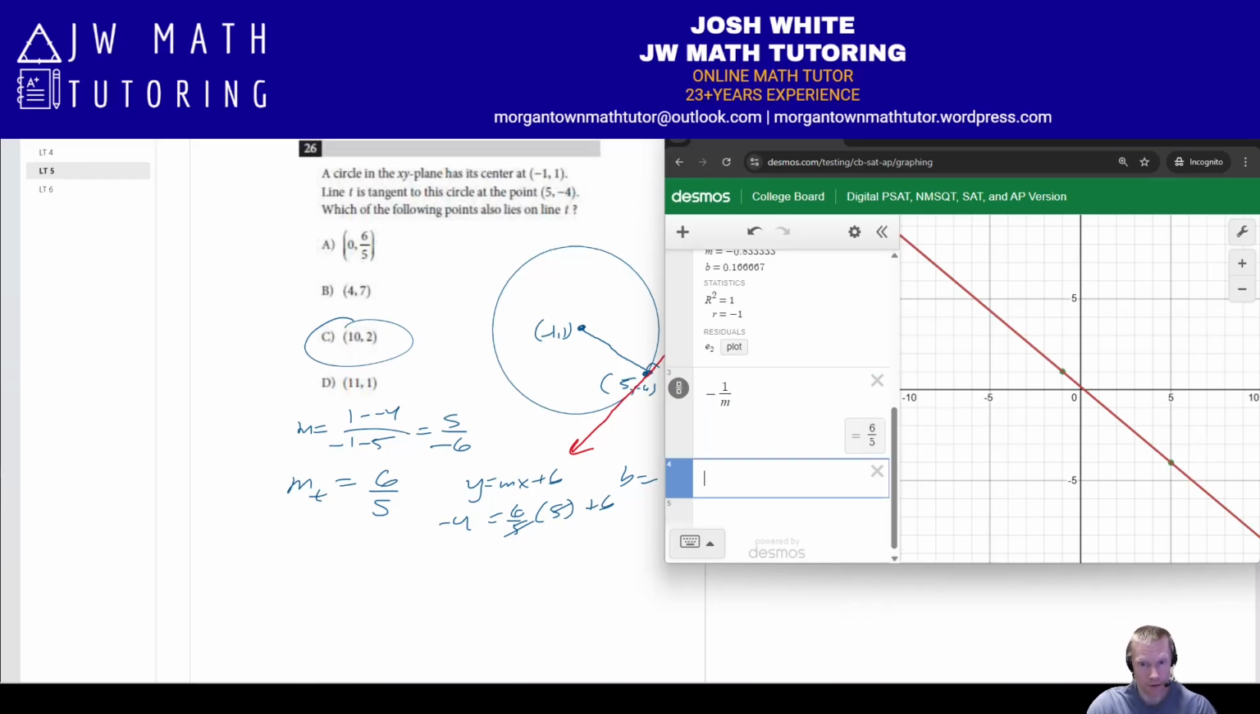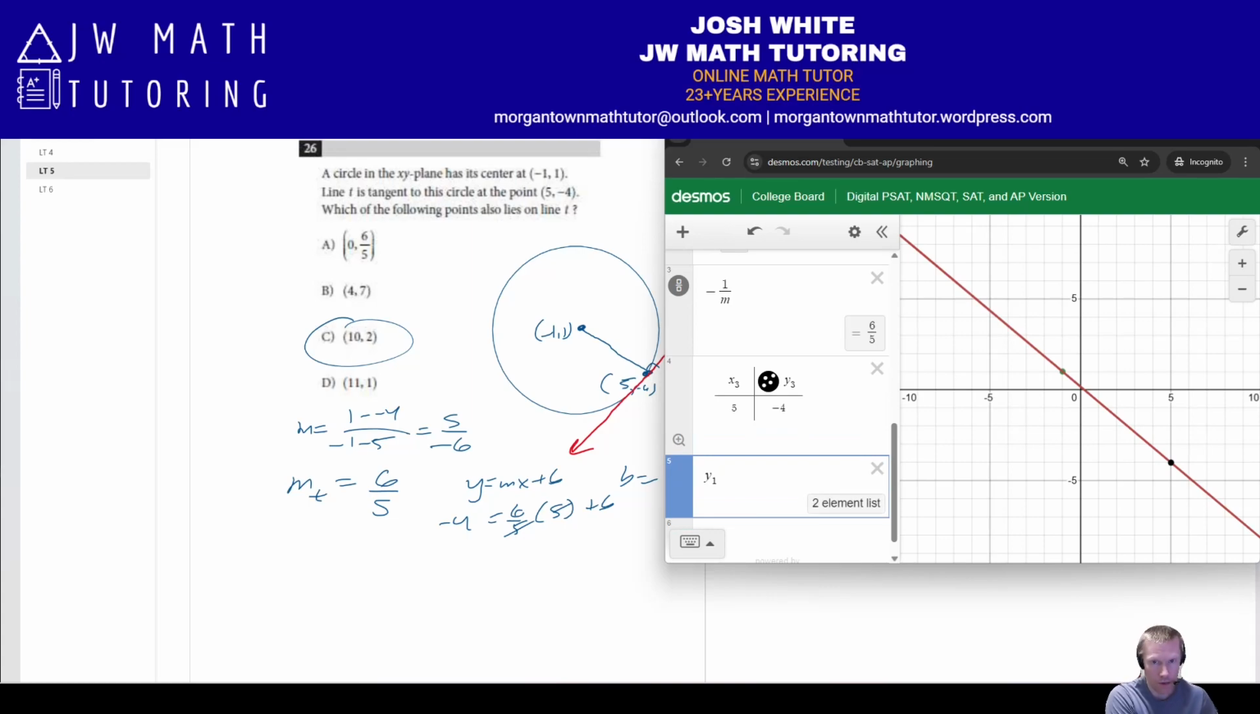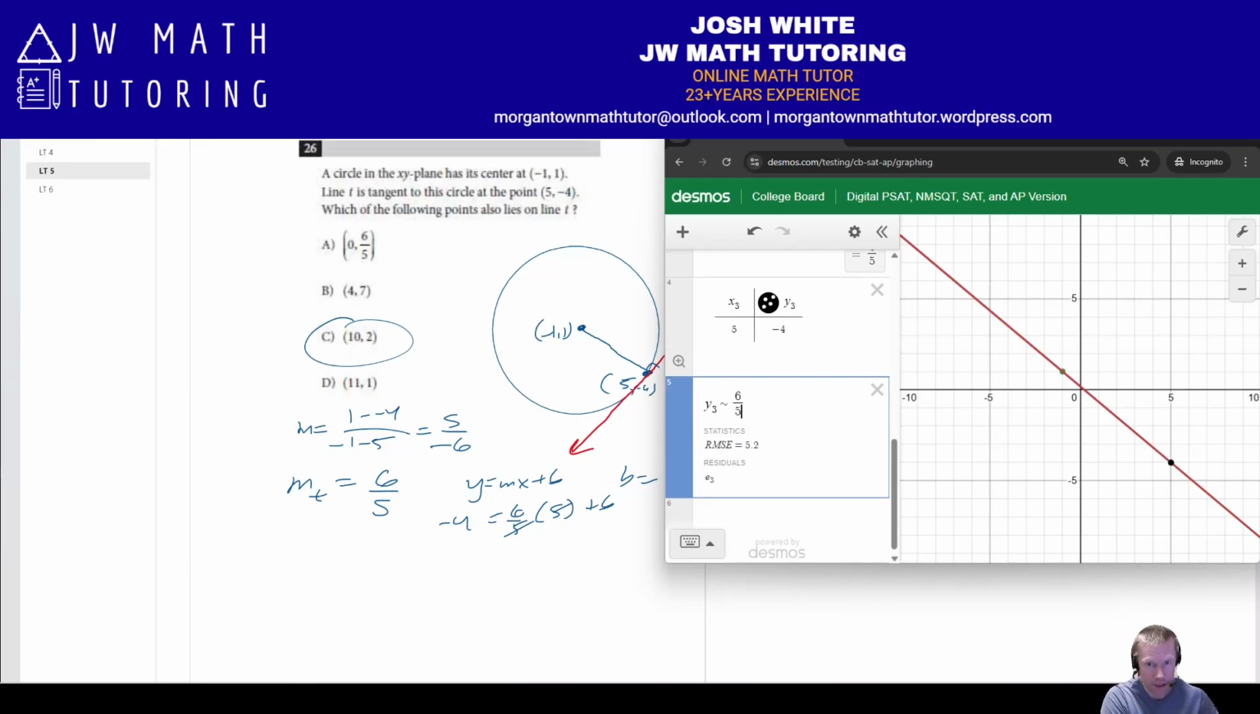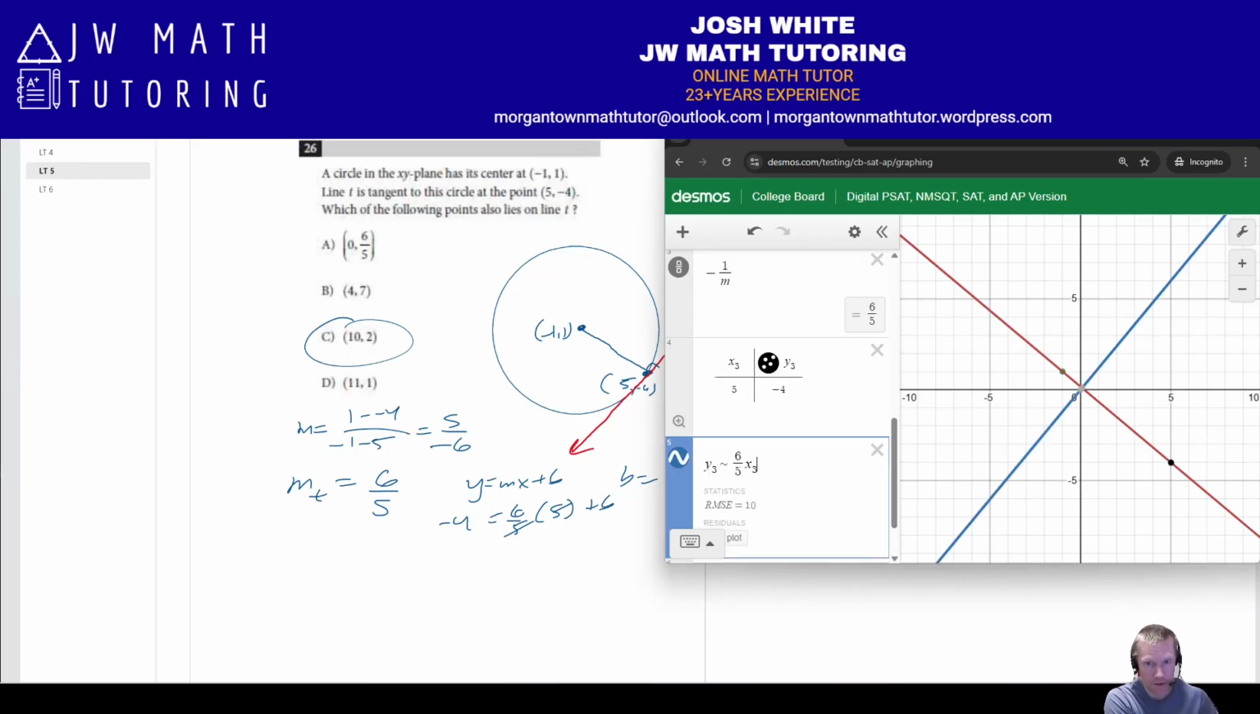So now what I would do is I would make a table, and I would put in the (5, -4) point, and I would do a regression, which you have to notice here, I'm all the way up on y3, so I'm going to type x3 and y3, and now I would just type in 6/5 x3 minus b.